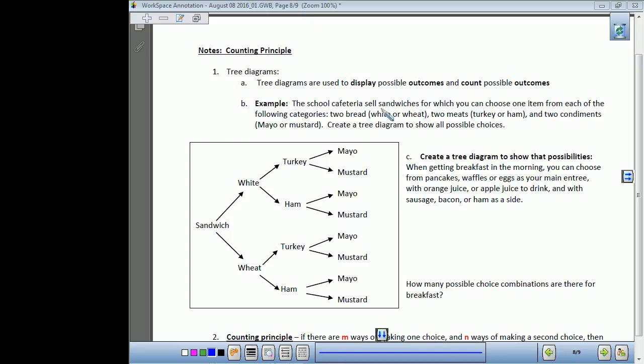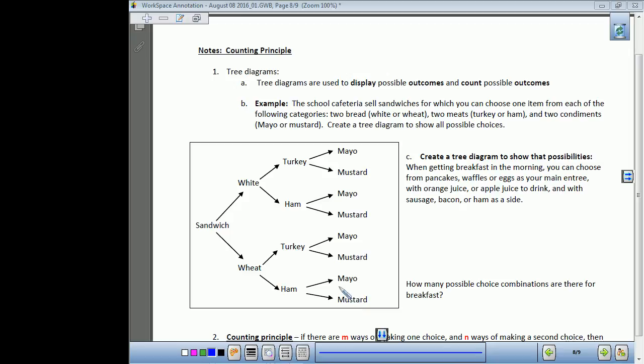The school cafeteria sells sandwiches, for which you can choose one item from each of the following categories. To build our sandwich, the first thing we get to choose is our bread. Do we want white or wheat? Then we get to choose what kind of meat, turkey or ham. So if we do white, we can do turkey or ham, and if we choose wheat, we can do turkey or ham. And we get two condiment choices, mayo or mustard.